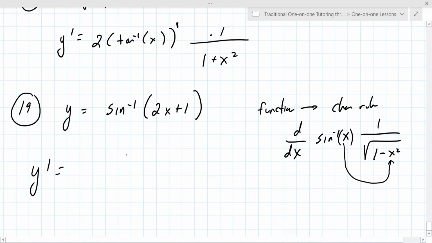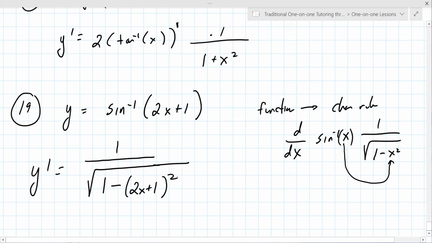So your y prime is 1 over square root of 1 minus, and instead of x, it's (2x plus 1) squared. That's the first part, times the derivative of the inside function. What is the derivative of the inside function? Just 2. But you got to know this one. I have it written down right here. Great.